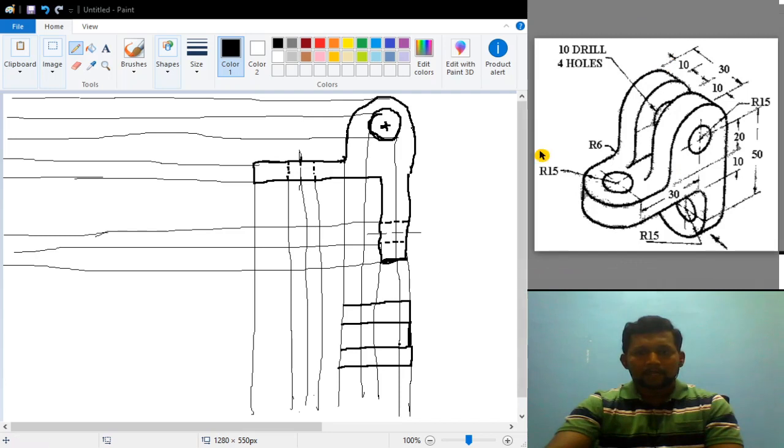Now what about this one? Since this radius is 15 mm and the distance from this point to this point is 30 mm, just try to draw a middle line like this. And already we have the center line over here, so this is the center. From here, just try to draw a horizontal line until here first.